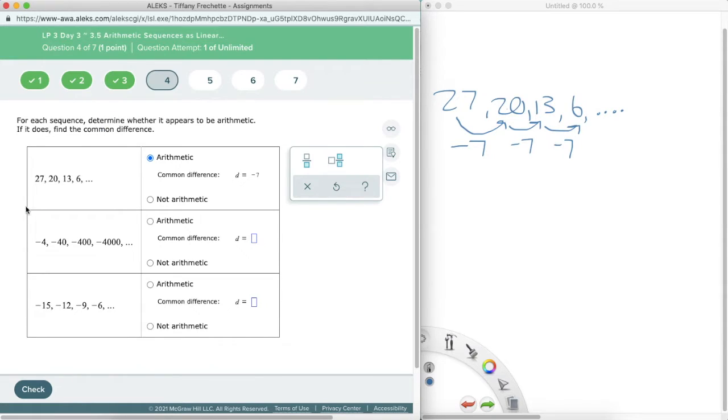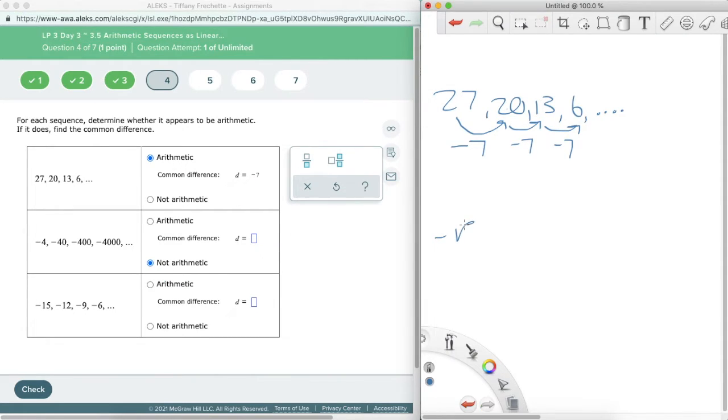All right, well, with these ones, I can see there's something a little off here because I'm going from 4 to 40 to 400 to 4,000. And if we think about this, this looks much more like multiplication than addition or subtraction, because I'd have to multiply by 10, multiply by 10, multiply by 10. There is a pattern there, but we're not looking for multiplication. We're looking for only addition or subtraction. That's what arithmetic means.